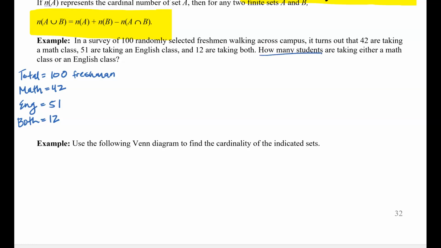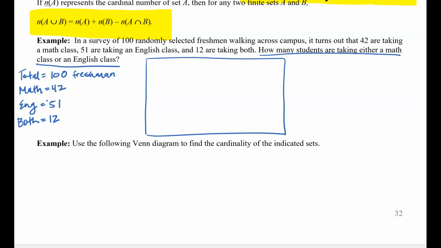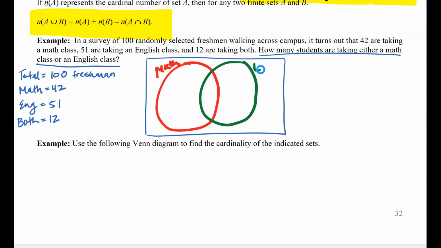So this question here, this is why we do Venn diagrams. If you've been wondering, why the heck are we even doing this? What's the use? Well, when we have numbers for different types of groups, and we're looking to find answers to questions like this, it's much, much easier to draw a Venn diagram so that we can answer these types of questions. So I'm going to draw a Venn diagram with two circles for math and English. I'm going to call the circle on the left math, and the circle on the right English. And then I'm going to go ahead and fill it in.